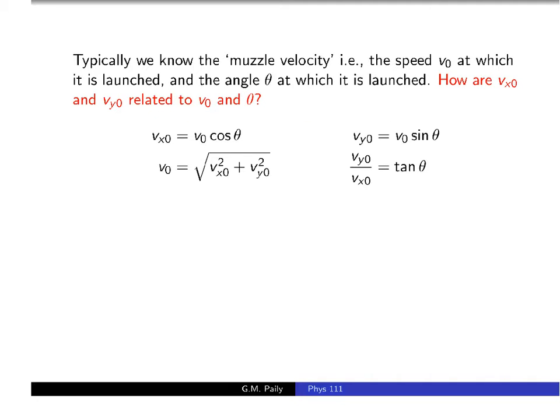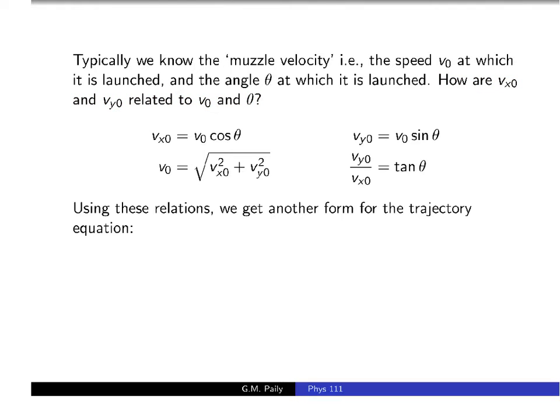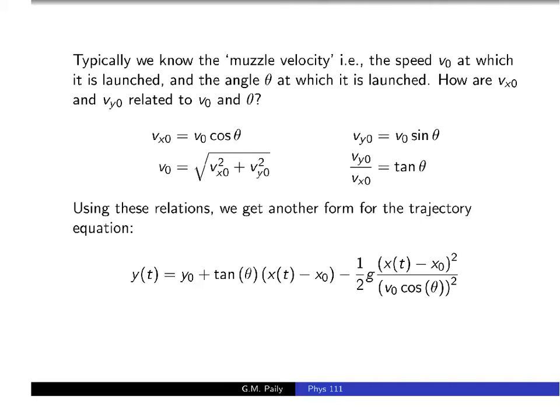If we want to go in the other direction, we notice that vx0 squared plus vy0 squared will give us v0 squared, and so v0 is equal to the square root of vx0 squared plus vy0 squared. Similarly, if we divide vy0 over vx0, then we get tan theta. So, using these relations, we can get another form for the trajectory equation. We get y as a function of x again, and we can see more clearly the dependence on theta.